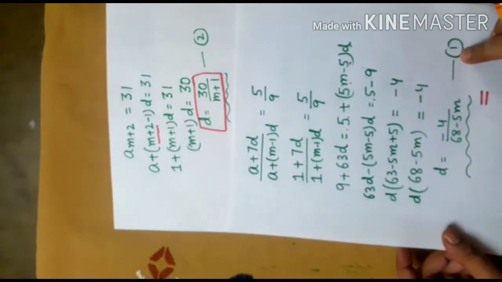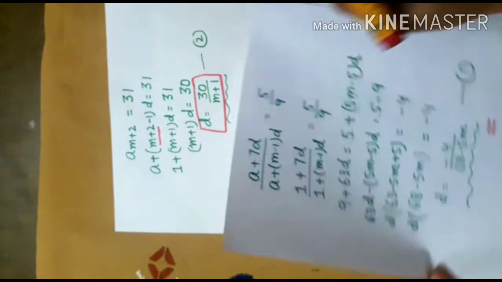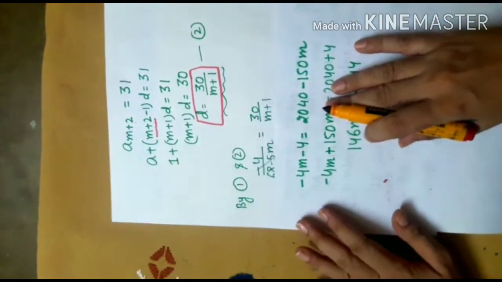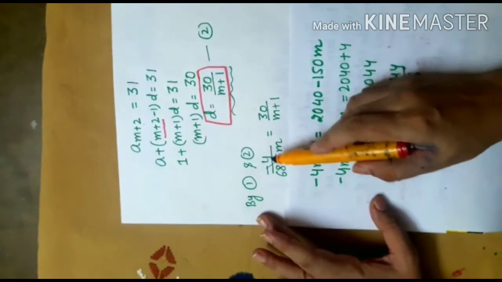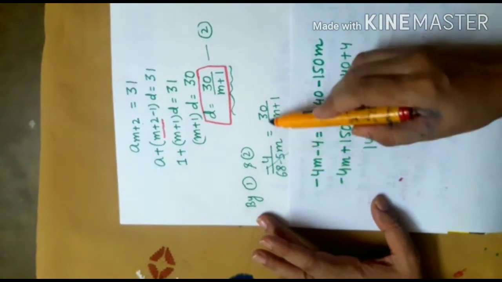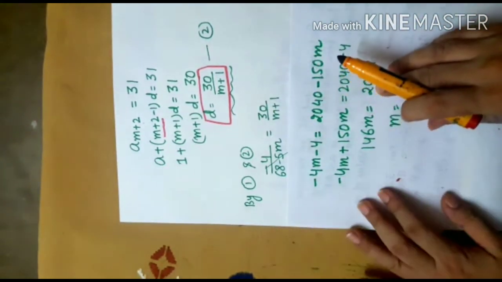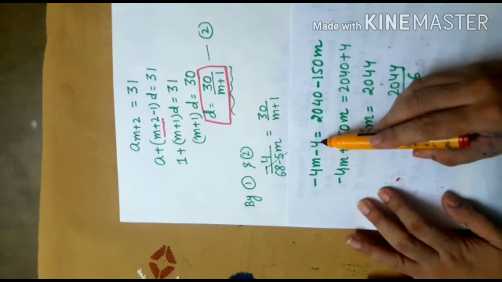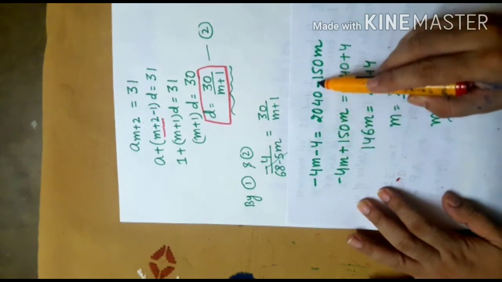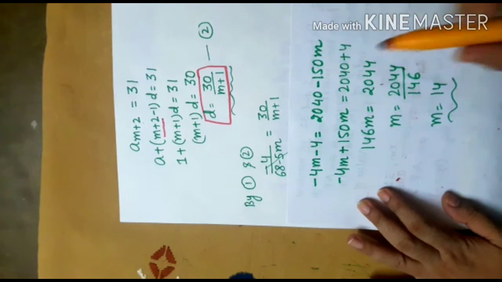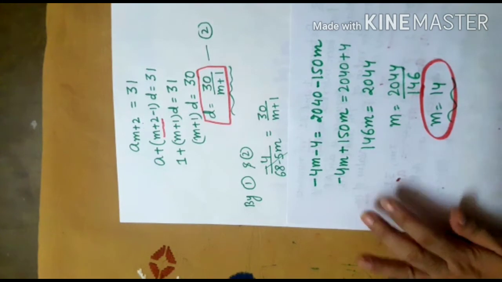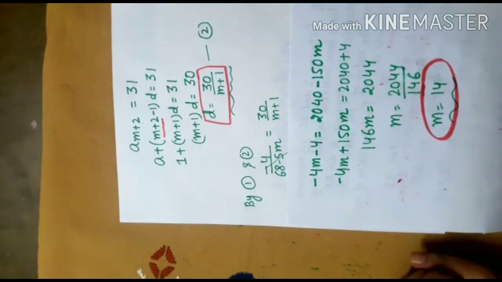Now what will I do? I'll solve this equation and this equation. So by equations 1 and 2, I'll get minus 4 over (68 minus 5m) equals 30 over (m plus 1). On cross multiplication, I'll get minus 4m minus 4 equals 2040 minus 150m, which on simplification will give you m equals 14. So the value of m is 14.